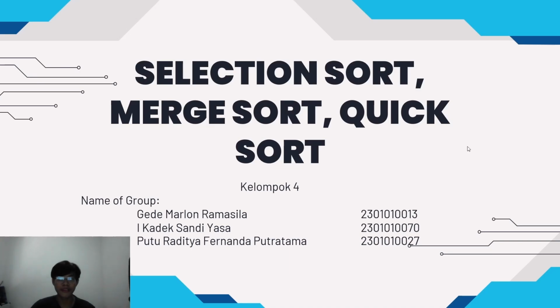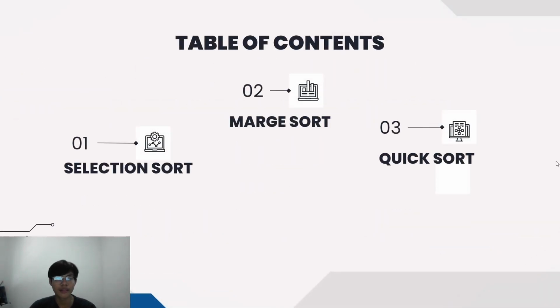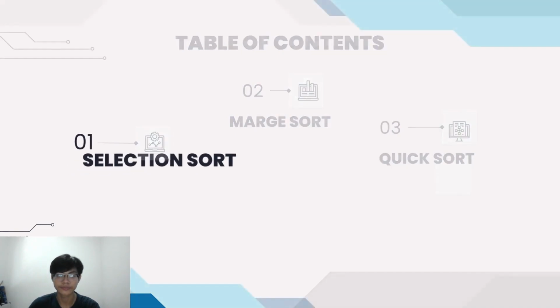Let's get to the material now. Here is the table of contents. We are going to share some information about selection sort, merge sort, and quick sort. Let's dive into selection sort first.